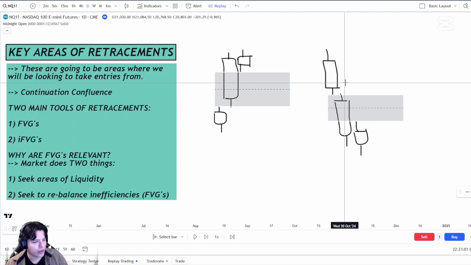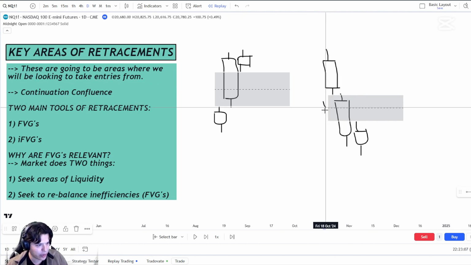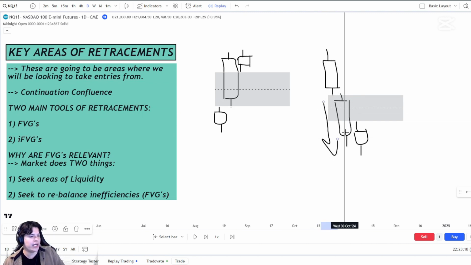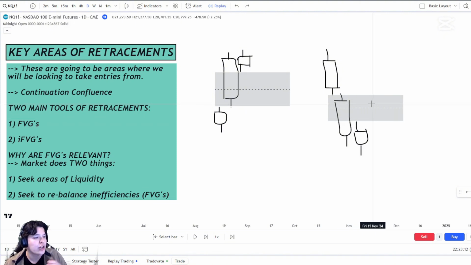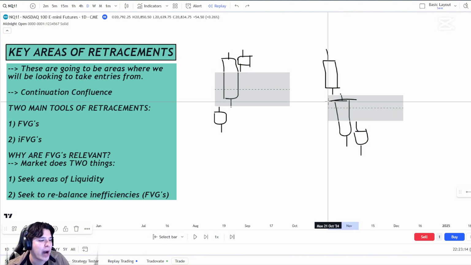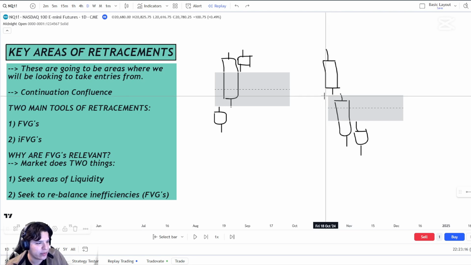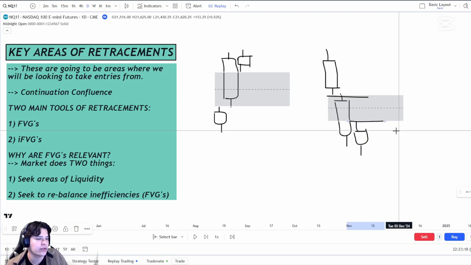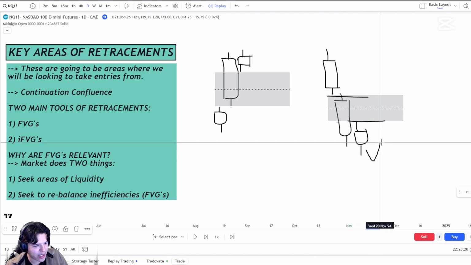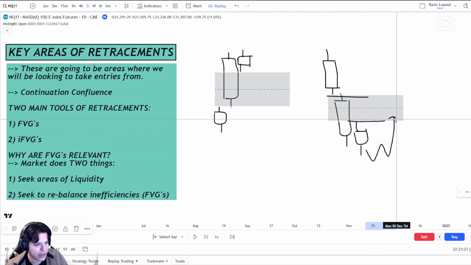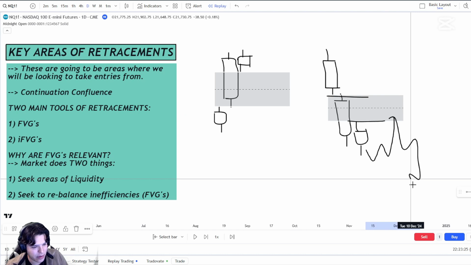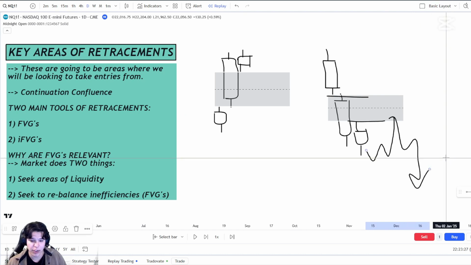And the concept is essentially the same, just flipped. We essentially had this second candle that was able to move efficiently with speed and momentum to the downside, showcasing that there is a lack of buy orders in that space between the bottom wick of the first candle and the top wick of the third candle, meaning price action is likely to come back, rebalance that inefficiency, and then continue to the downside, okay?